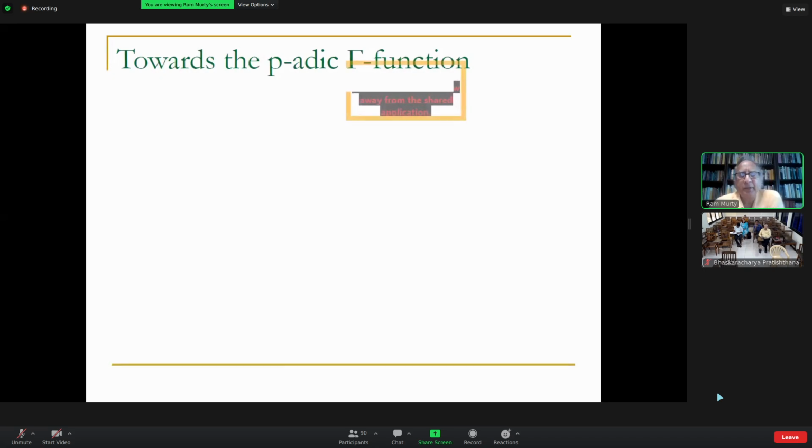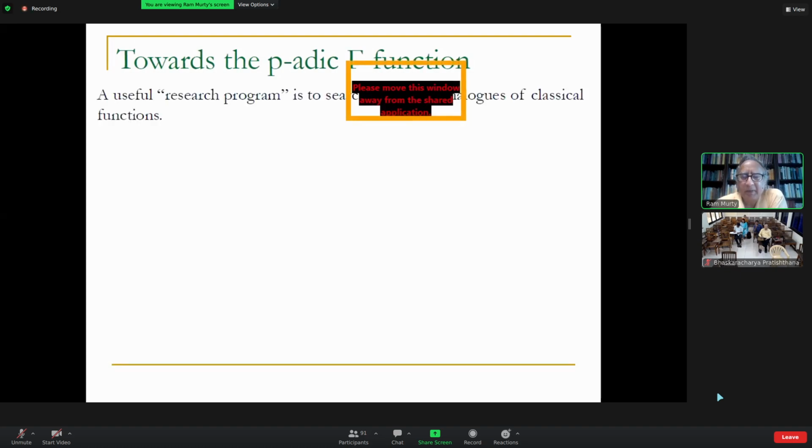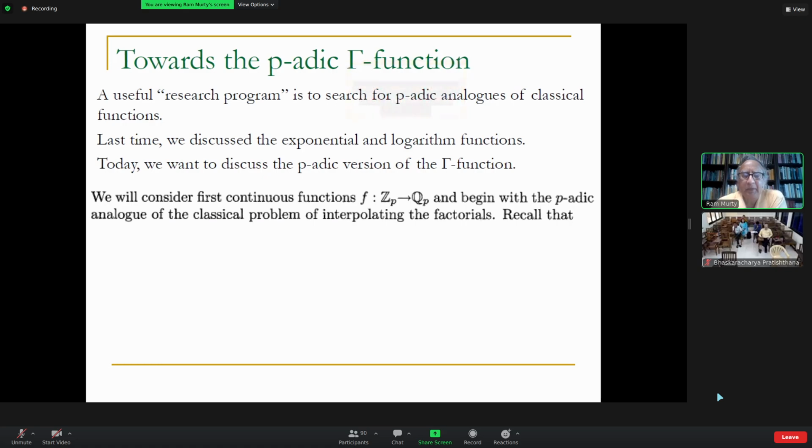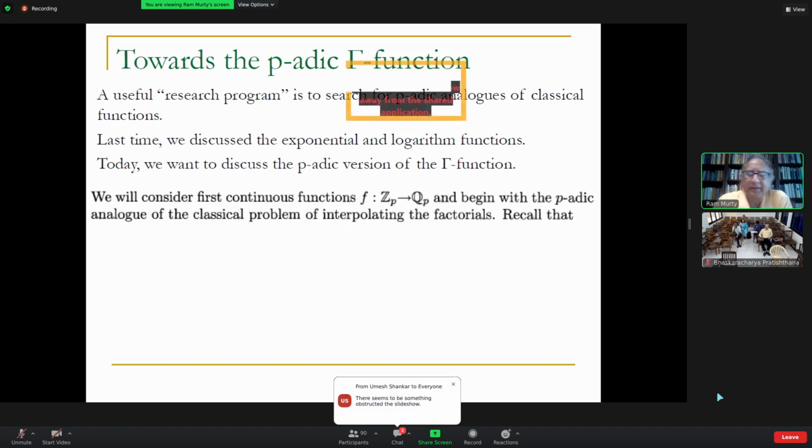So we want to discuss ideas today about constructing what we would be calling a p-adic gamma function. A useful research program is to search for analogs of classical functions. Last time we discussed the exponential and logarithm functions, and today we want to discuss the p-adic version of the gamma function. Now we'll consider first continuous functions from Z_p to Q_p and begin with the p-adic analog of the classical problem of interpolating factorials.